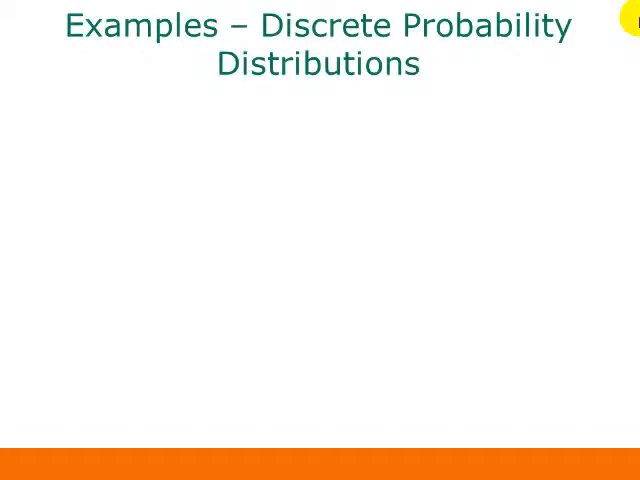Again, a discrete random variable has to have a numerical value. So when we're creating a discrete probability distribution, we have to list the variable such as x and its numerical values.